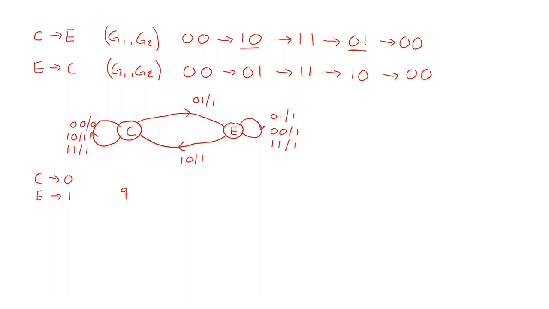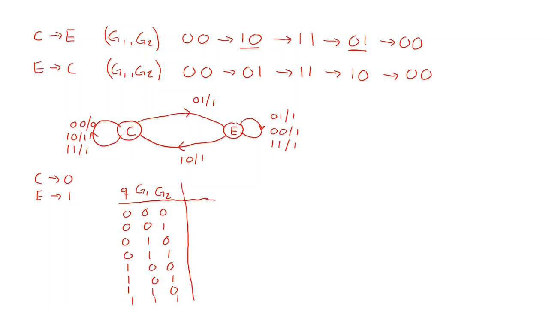So if we call the state Q, and then we have our detectors G1 and G2, now we can do the truth table. We enumerate all the possible variants of the state and the inputs. So we have the 8 different alternatives here. And then now from this, we will need to define 2 different outputs. One of the outputs is the next state that we denote by Q plus, and the other one is the lamp that we here call danger.